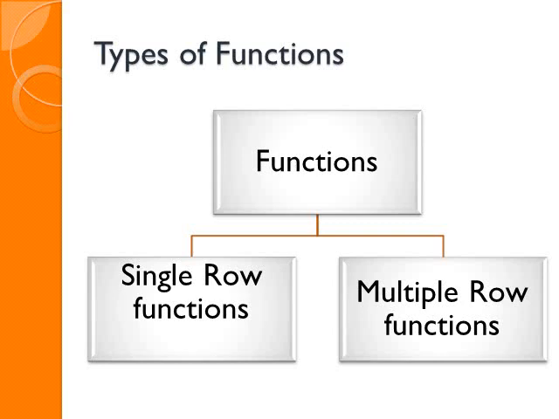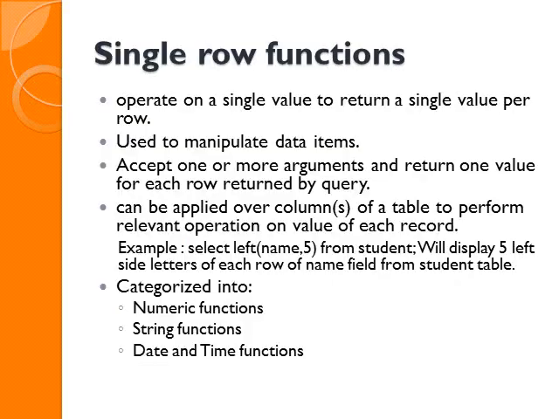We can categorize functions broadly into two types: single row functions and multiple row functions. Single row functions, as the name indicates, operate on a single value to return a single value per row. Means they operate on a single column, so that only a single value per row in a table is returned.